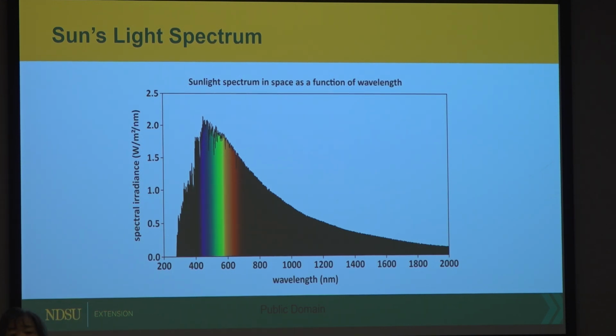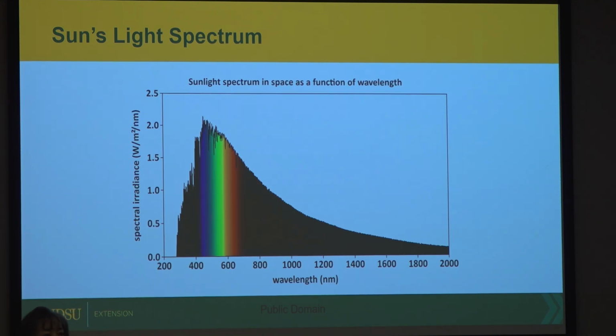Now the sun, of course, is going to be your very best source of lighting. You're going to see that it has lots of blue light, it has lots of red light, and then of course it's got all this other energy. But we live in North Dakota. We can't grow our plants outdoors for 12 months of the year.